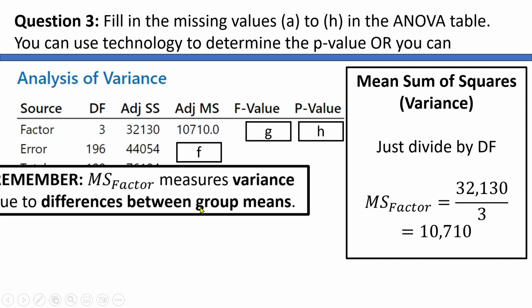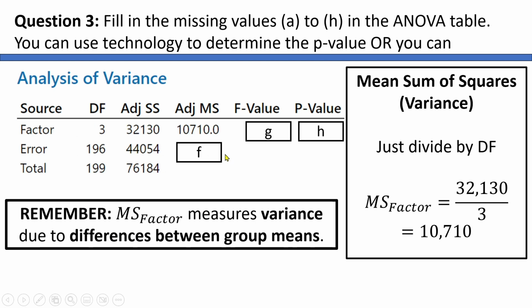And likewise for the error. Right. So before I get to that, remember that the mean sum of squares for the factor measures variance due to differences between group means.